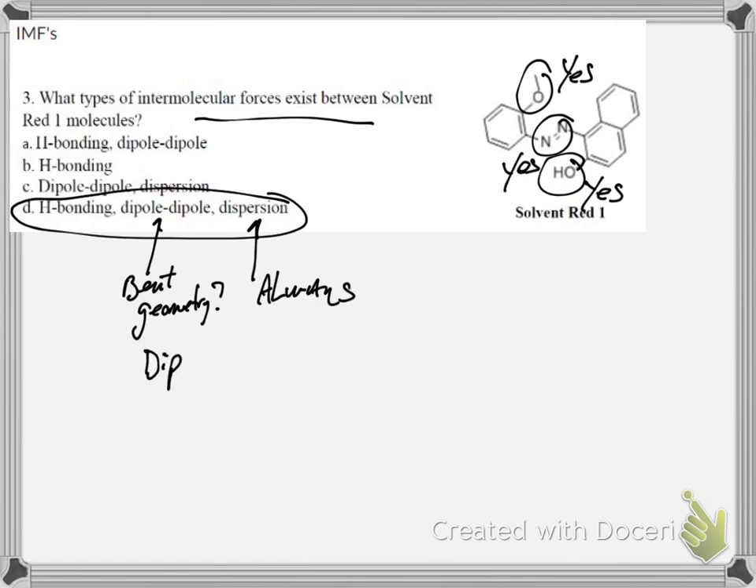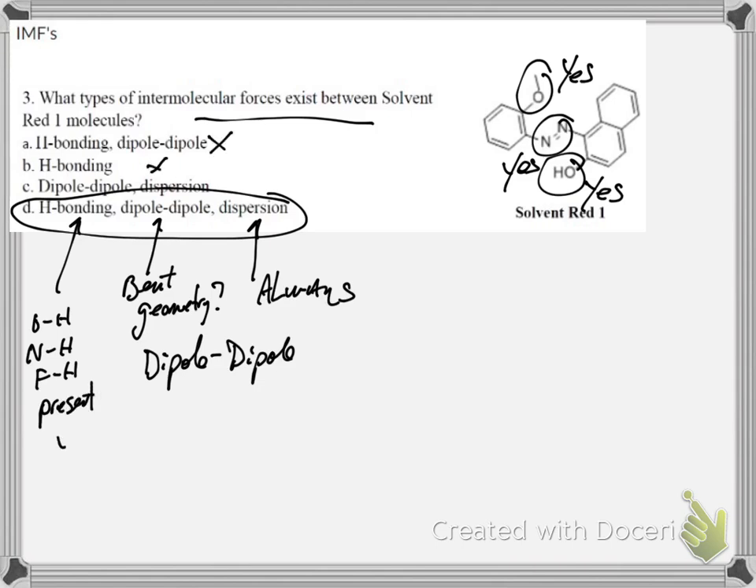And then hydrogen bonding, yes. Is there an OH present? And the answer is yes, there is an OH. So that's going to be hydrogen bonding. This is never true, because you have to have dispersion. Dispersion must be part of the answer.